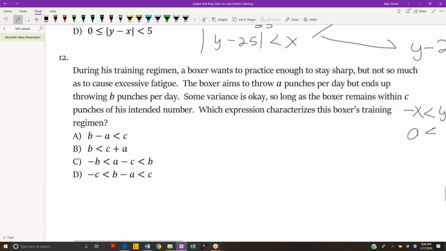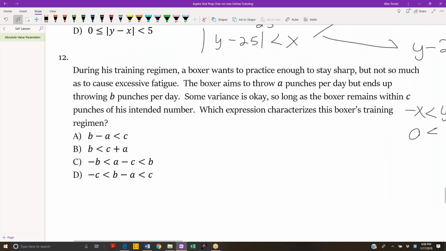Okay. So during his regimen, a boxer wants to stay sharp, but not so much as to cause fatigue. He aims to throw A punches, but ends up throwing B. So the distance between A and B, he needs to be within C of his intended number. So I might say A minus B or B minus A. Quickly glancing at the answer choices, this question is saying B minus A. So same difference. Absolute value of B minus A less than C.